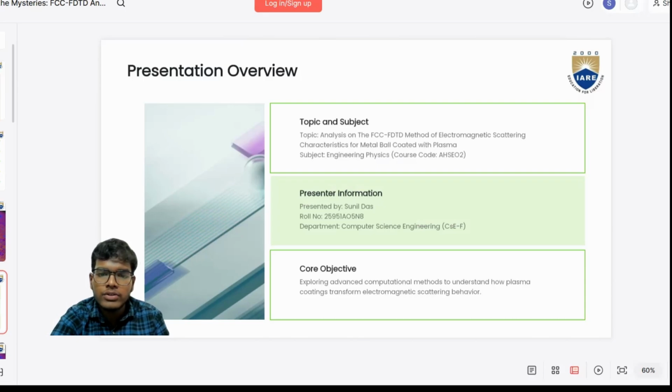FCC FDTD method overview. To analyze this problem, we use a computational technique known as the finite difference time domain method, or FDTD. FDTD is widely used to simulate electromagnetic wave propagation by solving Maxwell's equations in discrete time and space. In this study, we use a modified grid structure called the face-centered cubic grid, or FCC grid. This grid arrangement improves numerical accuracy and reduces errors that may occur in conventional grid structures.